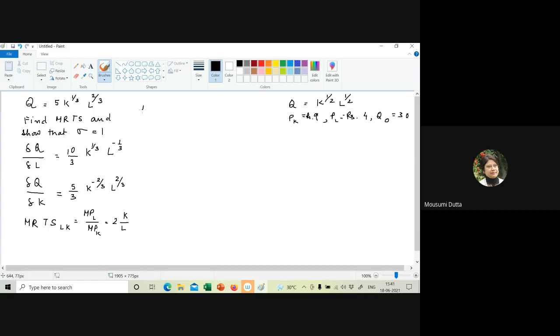Then we have to find out sigma. Now what is the formula for sigma? Del K by L by del MRTS, del K by L by K by L, divided by del MRTS by MRTS. Yes, so it is del K by L by del MRTS.